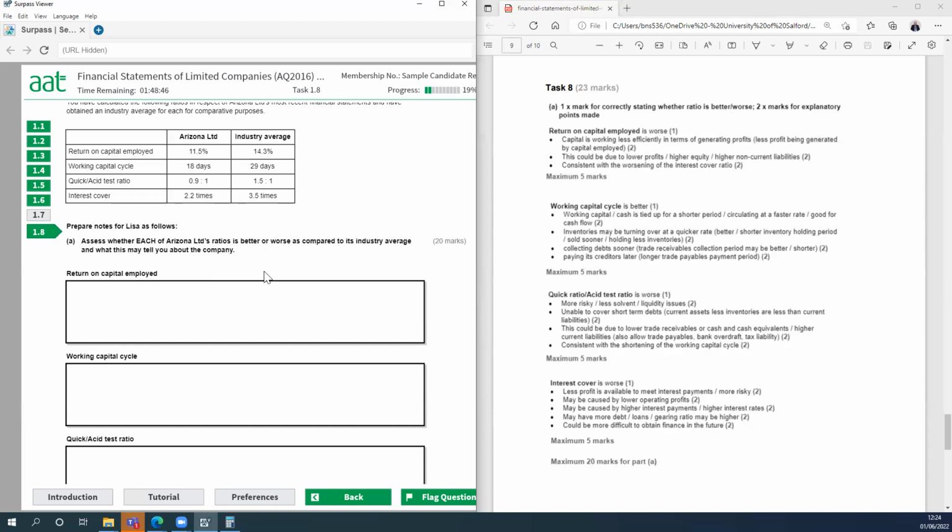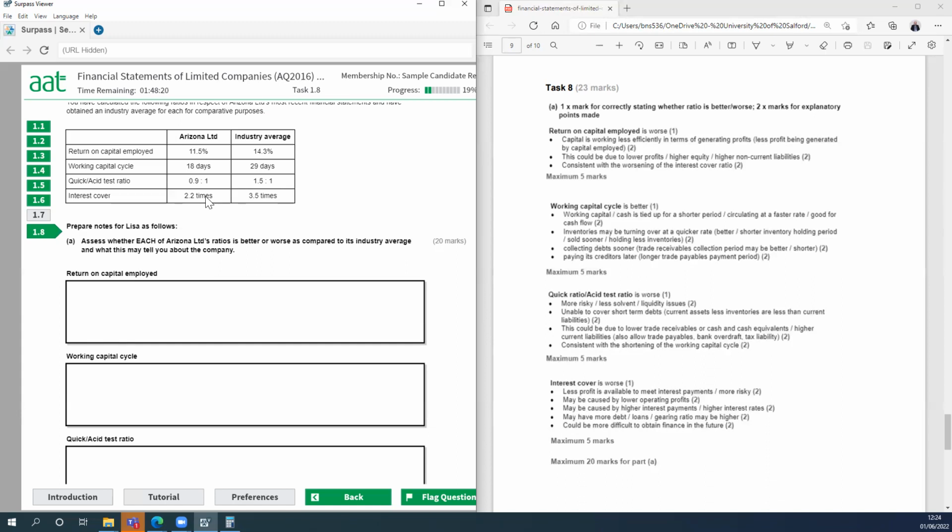And then finally, we've got interest cover. So profit from operations over finance costs. You've got interest cover of 2.2 times, which is Arizona, against 3.5 times for the industry average. So the industry can pay their finance costs out of the profits 3.5 times. They can only cover it by 2.2 times. So it's not as good.